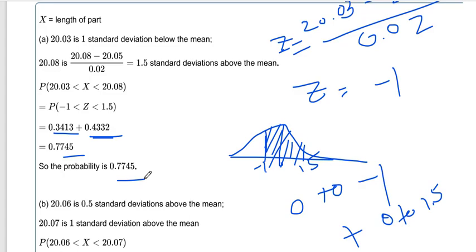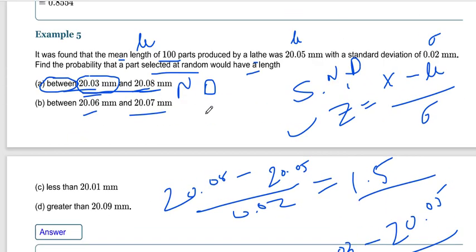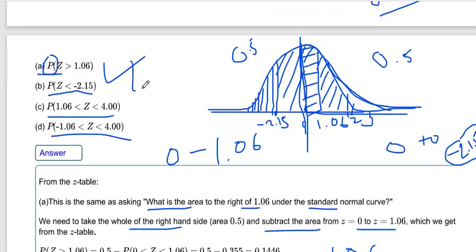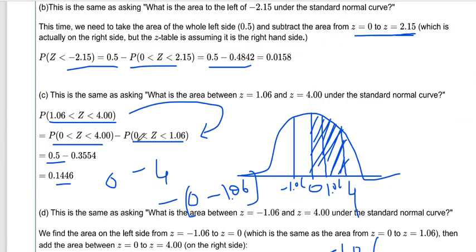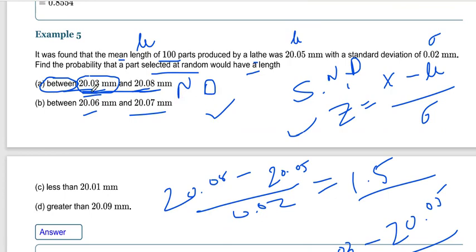These types of examples are also given in the exam. Some exam questions are already given as a standard normal random variable, but in this example we have to convert the normal random variable to the standard normal random variable with the help of this formula. So you have to remember this formula in normal probability distribution. If you remember this formula and you know how to find the value from the Z table, you can solve these types of examples.